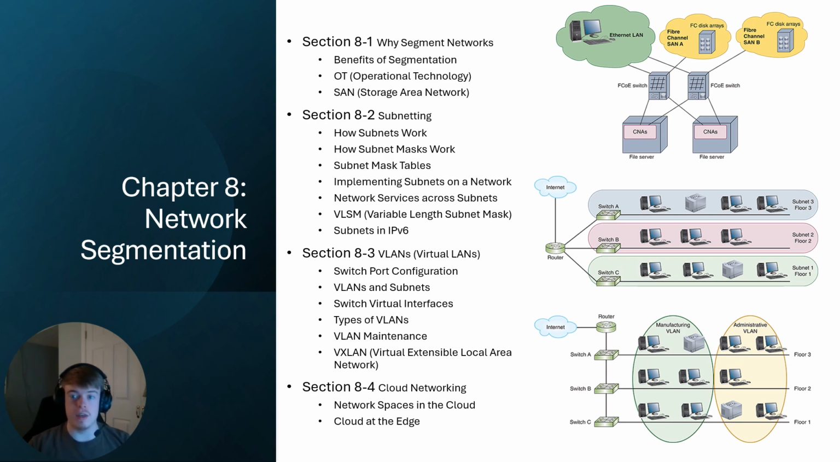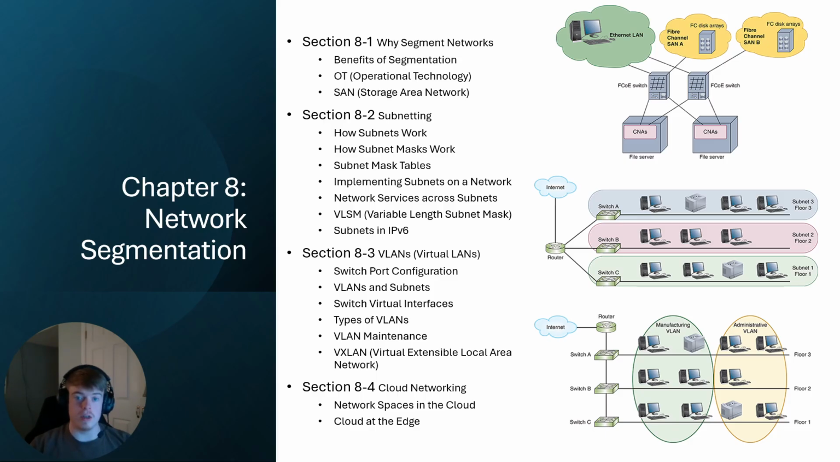Section 2 is about subnetting. It describes how subnets divide broadcast domains within a network, how subnet masks work by dividing an IP address into a network ID and a host ID, and gives some information on how subnet mask tables are used by the router to determine traffic flow. It also tells you how to implement subnets, how network services work across subnets, and VLSM. This is all for IPv4. In IPv6, it's different, so it talks about that as well.